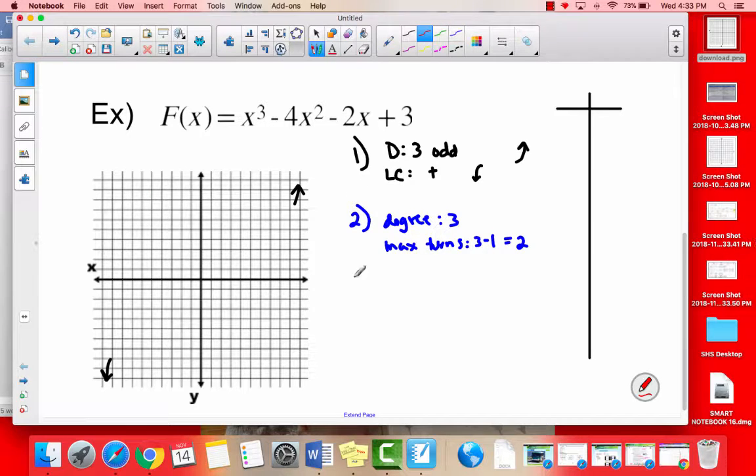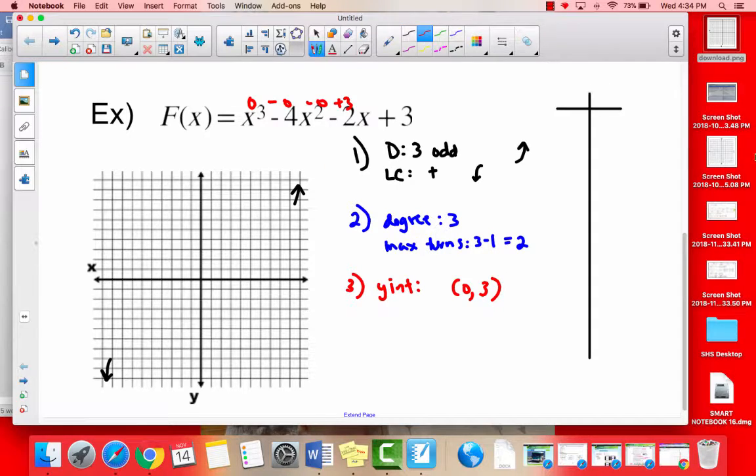And then we get to step 3, which is to find the y-intercept. I'm going to go ahead and plug in x equals 0 into my equation. When I plug in 0 here, I get 0 to the third, which is just 0. Then we get minus 4 times 0, which is just 0, and then minus 2 times 0, which is 0, and then plus 3 at the end. So my y-intercept is going to be a positive 3.